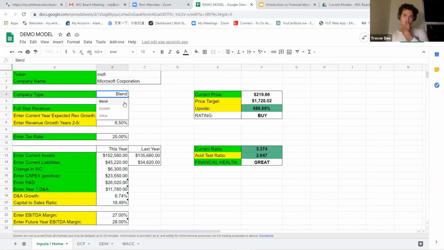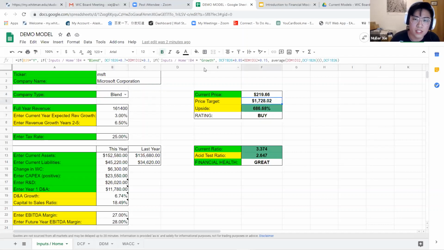The second one is value stock, which is a stock trading at a lower price than what the company's performance may otherwise indicate. Usually this kind of company pays a relatively higher dividend, and the blend type of stock stands as a middleman between growth and value. The company type will influence the price target that we are going to analyze here.